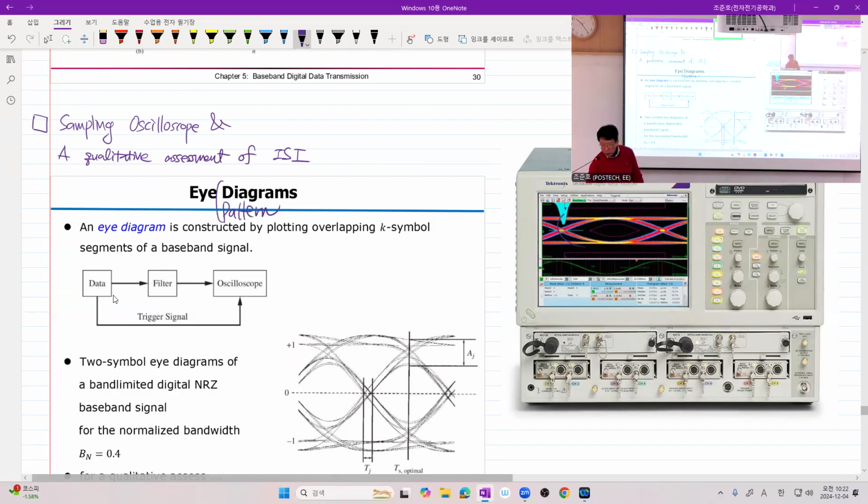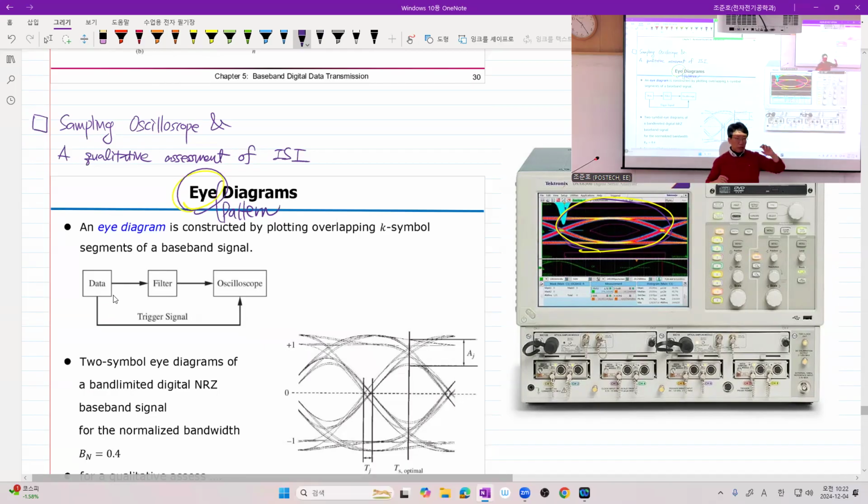And here you see some shape like this. And this is called an eye. Okay? Now, what is this one? This is an oscilloscope. And what you do is this.